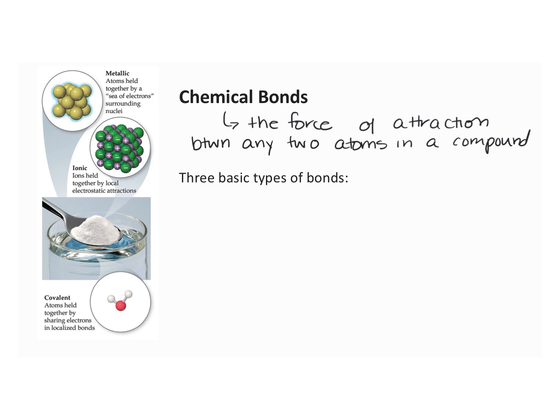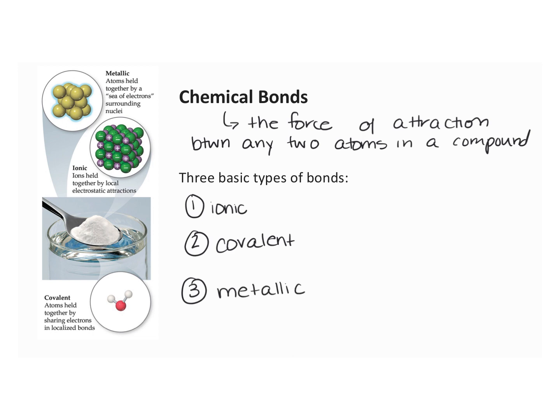Okay. Now, there are three basic types of bonds. The first type of bond that we're going to talk about is ionic. The second type is covalent. And then the third type, which we won't talk about too terribly much, is metallic.